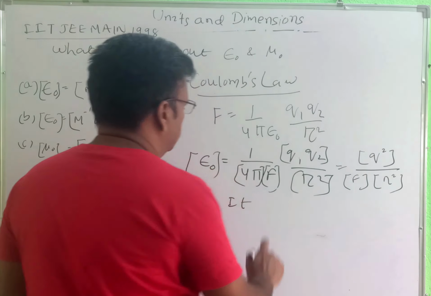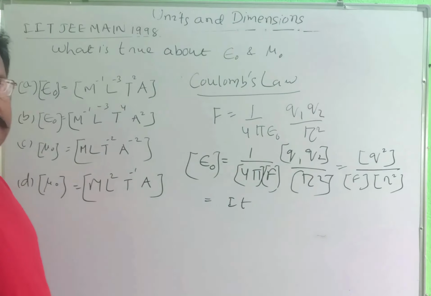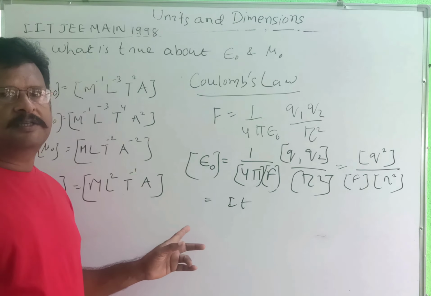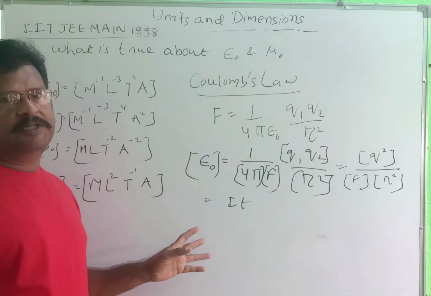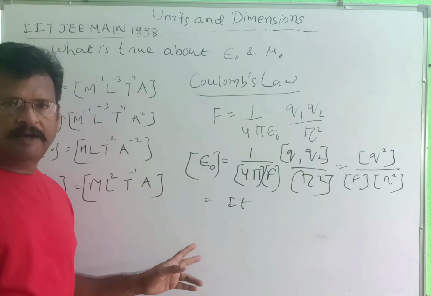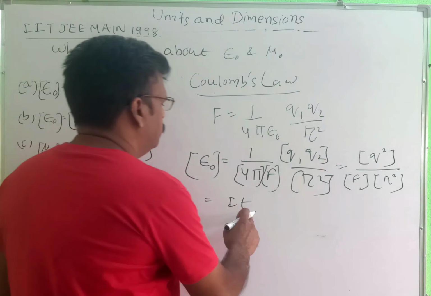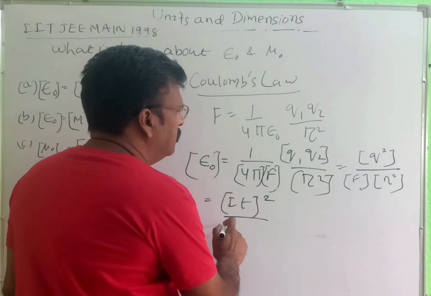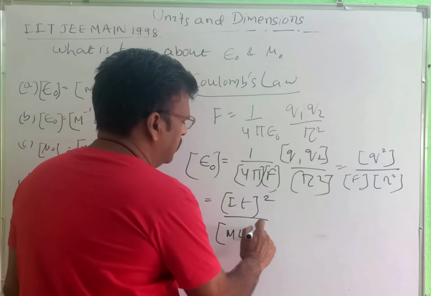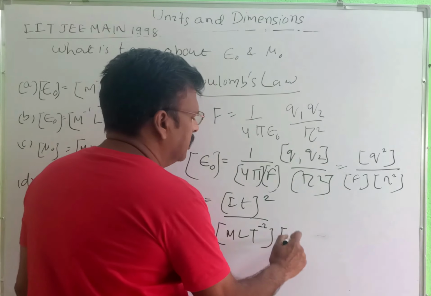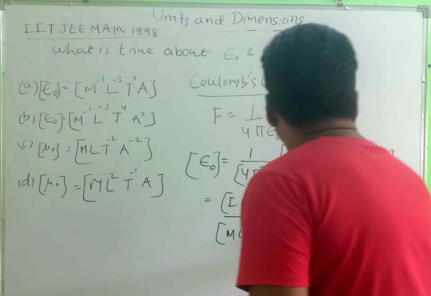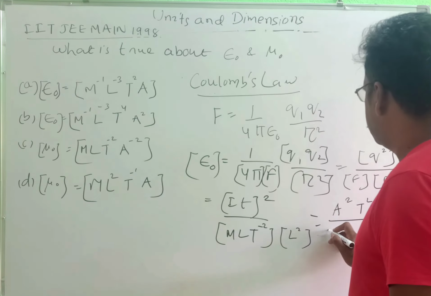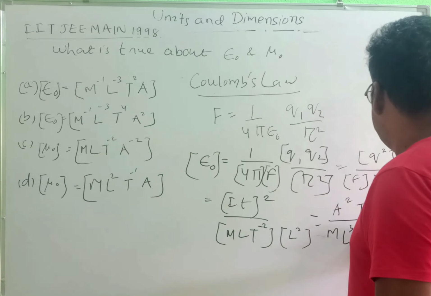That is IT, because current is the time rate of flow of electric charge, or electric current at a particular point is defined as the quantity of electric charge passing through that point in unit time, that is in 1 second. So Q is equal to IT student. So we will write IT to the power 2 divided by what is the dimensional formula for force, that is MLT minus 2, and for R square we will write L square, and this is A to the power 2 T to the power 2 divided by M L3 T to the power minus 2.